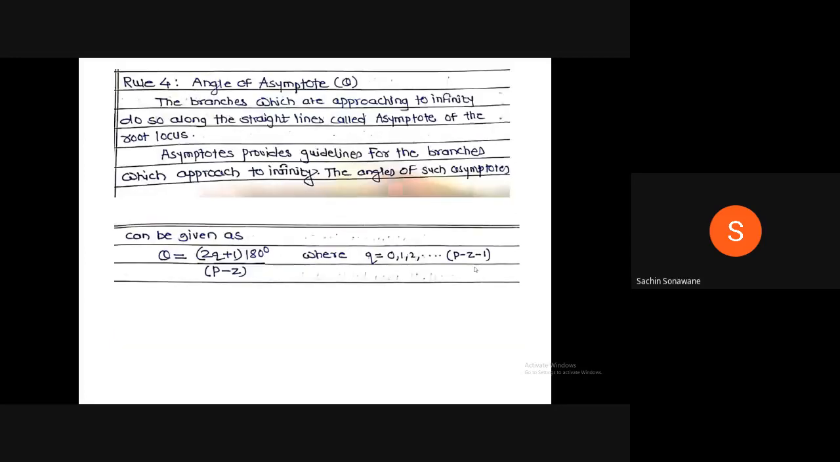Now consider how to find the angle of asymptotes, that is theta. Consider this equation: C(s) upon R(s) is equal to K divided by s into (s plus 1) into (s plus 2). Here p is equal to 3 and z is equal to 0. Therefore substitute the value in 2q plus 1, where q is equal to 0, 1, 2, 3 and so on. How many poles are there? p minus z is equal to 3. Therefore you have to substitute 0, 1, 2 at q, and you will get theta 1 is equal to 60 degrees, theta 2 is equal to 180 degrees, and theta 3 is equal to 300 degrees.